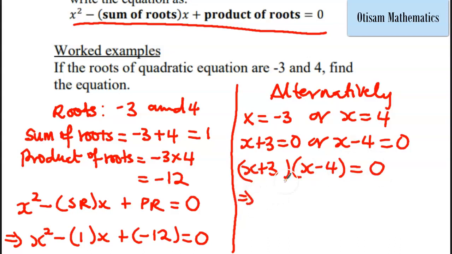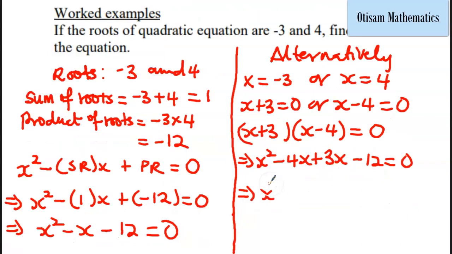So you have x plus 3 times x minus 4 is equal to 0. So this implies that, then you multiply x times x, x squared, minus 4x plus 3x minus 12 is equal to 0. So let's simplify. x squared minus 4x plus 3x is minus x, minus 12 is equal to 0. So you can use any of the methods when you are given the roots of the quadratic equation. Let's look at the next question.